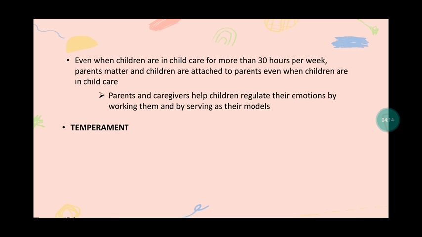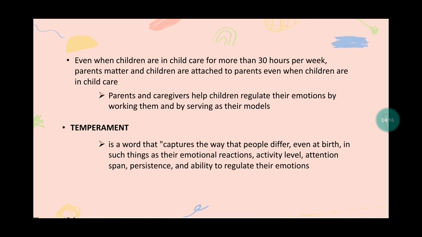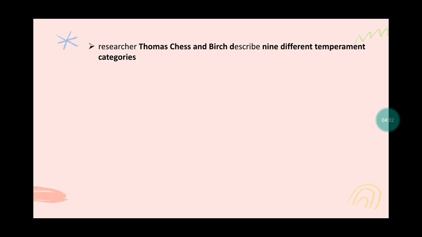Next element is temperament. It is a word that captures the way that people differ, even at birth, in such things as their emotional reactions, activity level, attention span, persistence, and ability to regulate their emotions. According to researchers Thomas, Chess, and Birch, there are 9 different temperament categories.